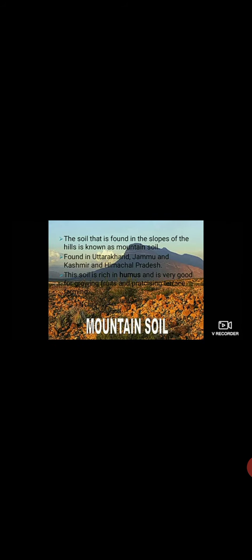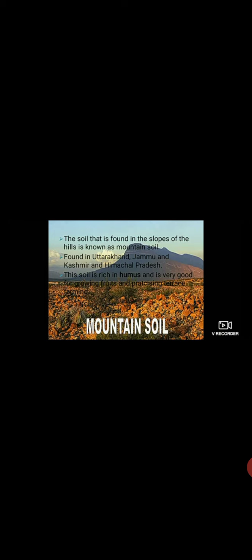Then we have mountain soil. The soil that is found on the slopes of the hills is known as mountain soil. This type of soil is found in Uttarakhand, Jammu and Kashmir and Himachal Pradesh. This soil is rich in humus and is very good for growing fruits and practicing terrace farming.